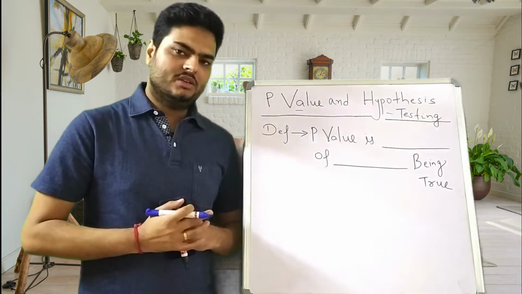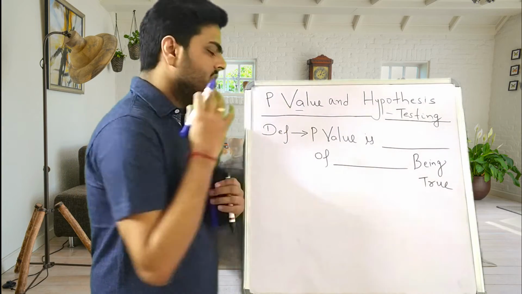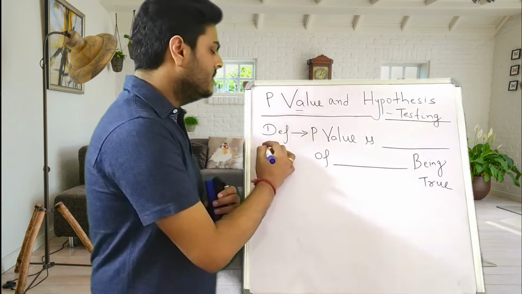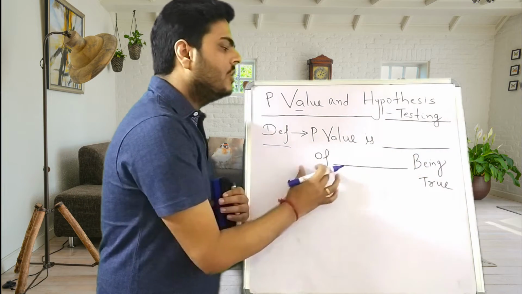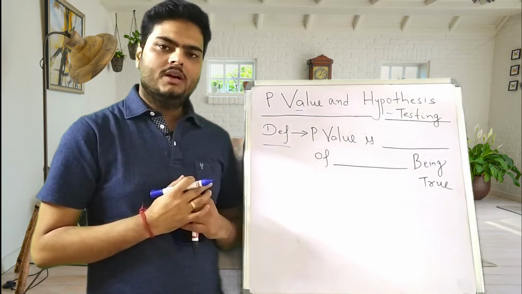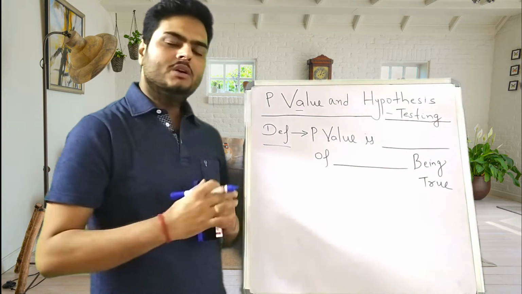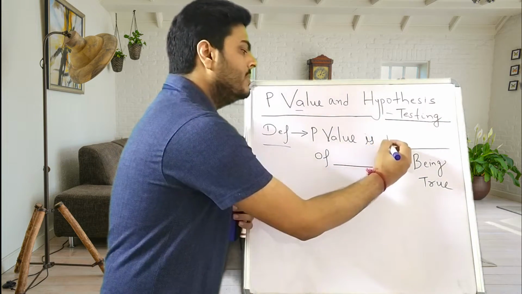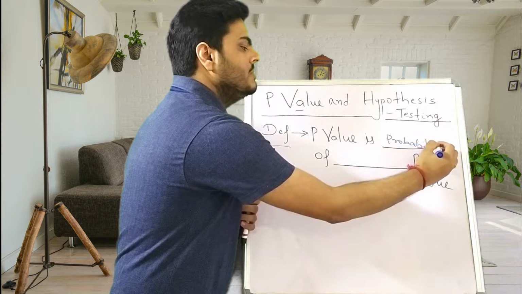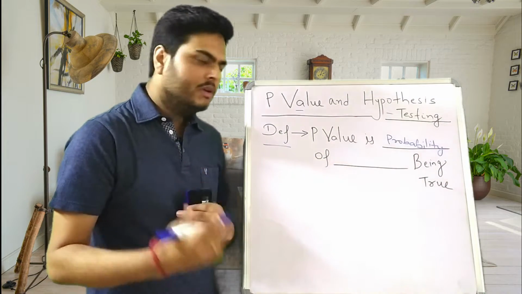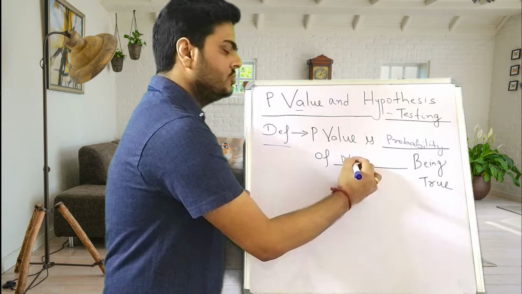Let's start the discussion. So what is p-value by definition? I have written the definition here. P-value by definition is the probability of something being true. Let me fill in these two blanks. P-value is probability, okay, probability. P-value is the probability of the null hypothesis being true.